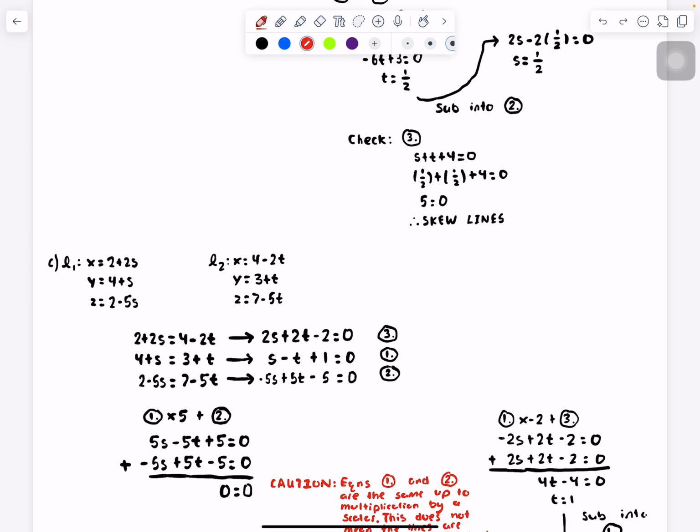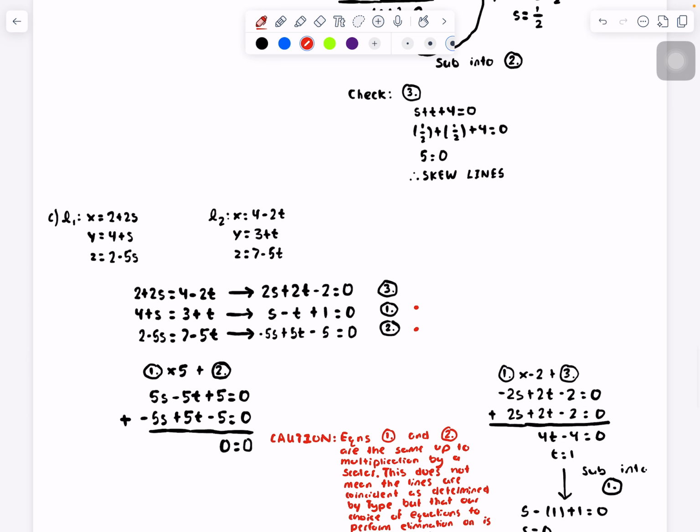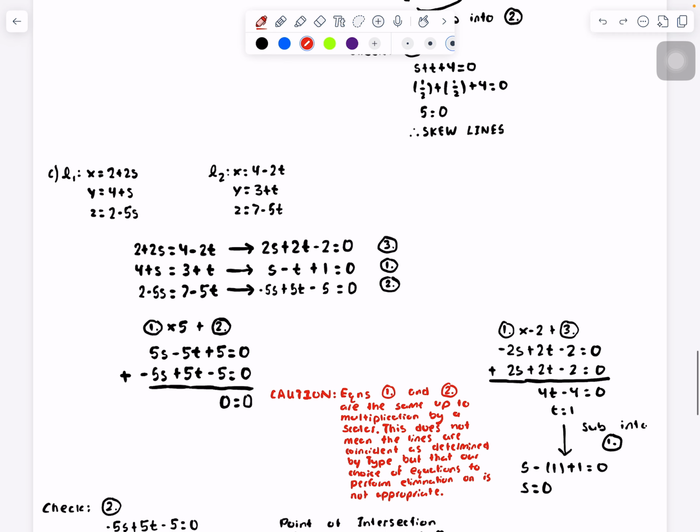Choose equations 1 and 2 to do elimination with, right here and right here. That's the ones I chose because I could just take equation 1, multiply it by 5, and add it to 2. Okay. And then that gets rid of s, that gets rid of t, and that also gets rid of plus 5 minus 5. Huh.